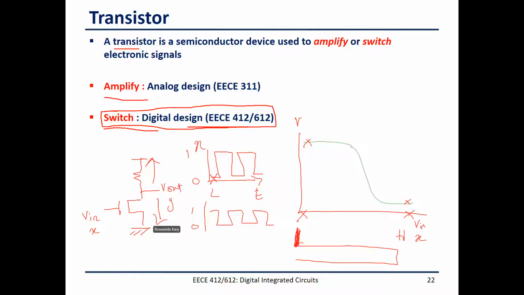No intermediate voltages. This is the difference between what we learned in 311 and what we will learn here in 412, and this is why a lot of the complexities of the amplifier properties will go away. We will only have to deal with finding some characteristics on this voltage transfer characteristic.